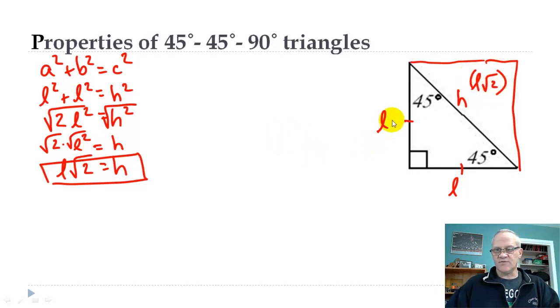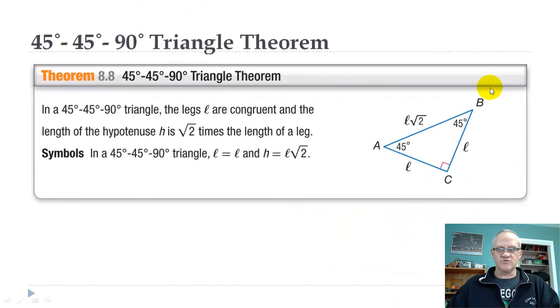So if you have a 45, 45, 90 triangle, you know the length of one side is the same as the length of the other side, and the length of the hypotenuse is just going to be that same length times the square root of 2. Let's look at the official thing here.